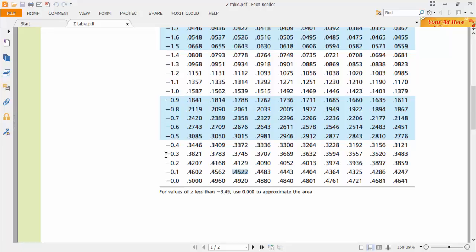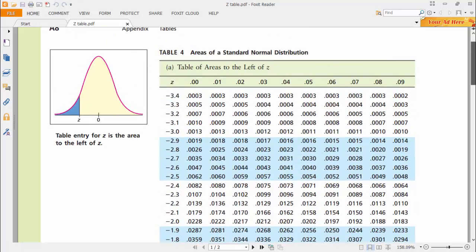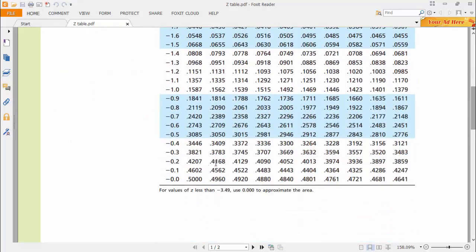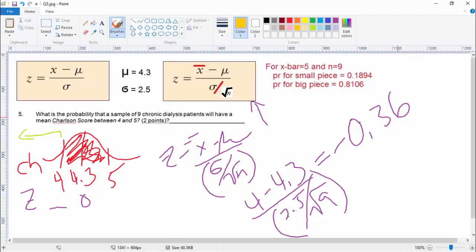So here's negative 0.3. Now I gotta look at the top where the 6 column is. Okay, so that's 4 from the right. So negative 0.3, so here it is, 1, 2, 3, 4. So we get 0.3594. Let's write this down before I forget. 0.3594. I even wrote it right this time. How about that?